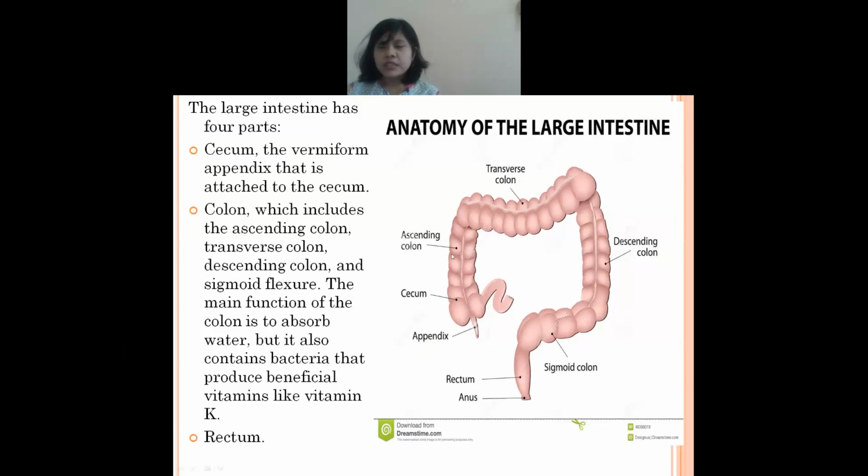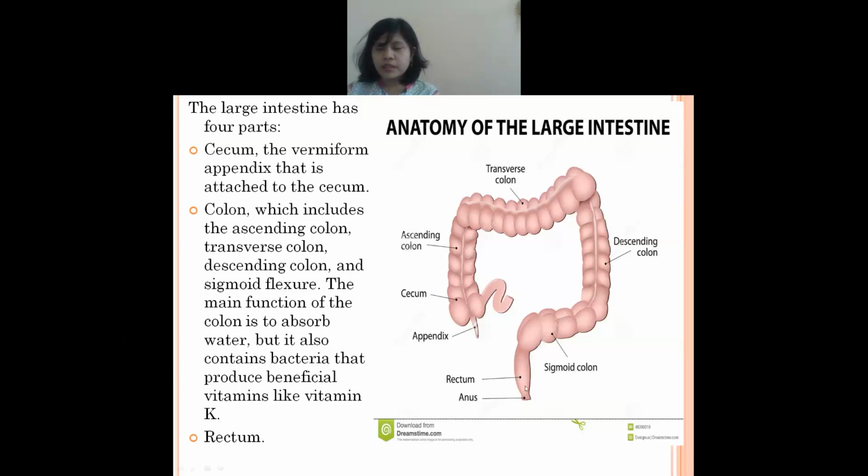Okay, so this large intestine, you will find it is divided into 4 parts. The first one is cecum. Then comes your ascending colon. This colon is of 4 parts: 1, 2, 3, 4. So that's why it's said as 4. The colon has ascending colon, transverse colon, descending colon, sigmoid colon. So these are the 4 colons.